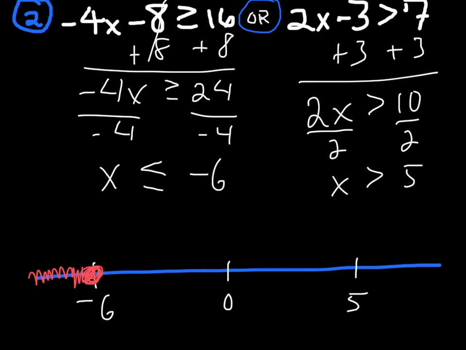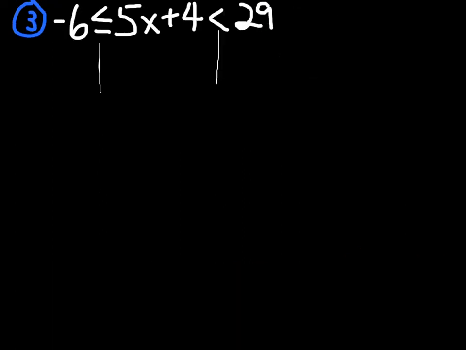And x, excuse me, x is greater than 5. That is an open circle. And we are shading to the right because it says greater than. Okay, again, OR means apart.